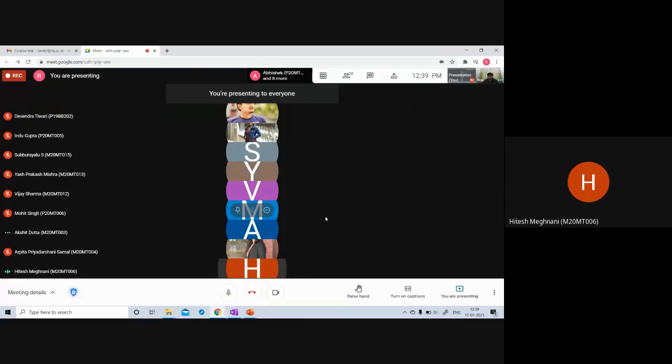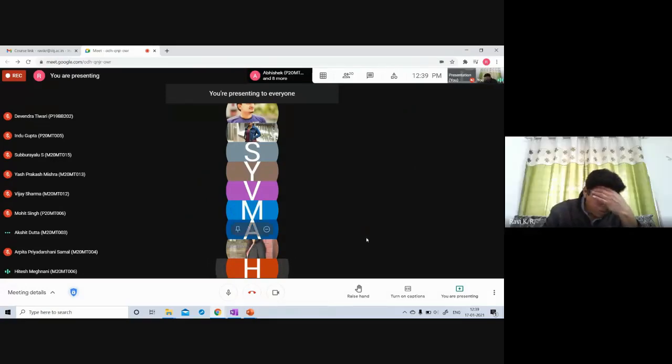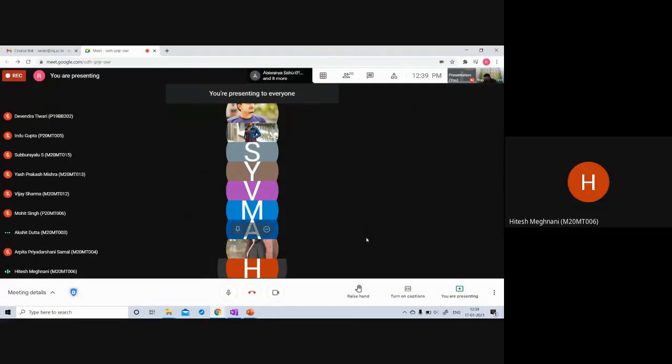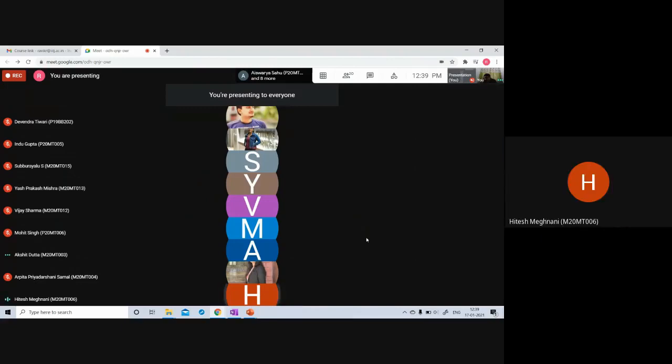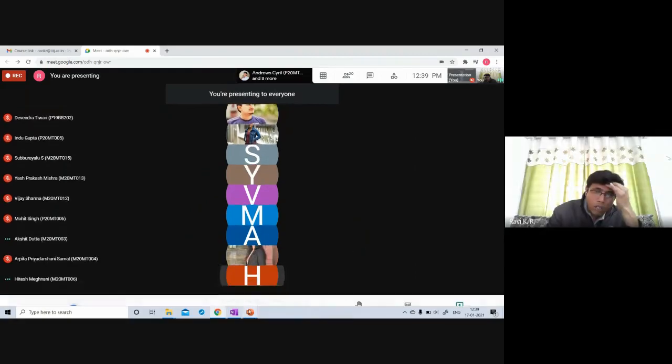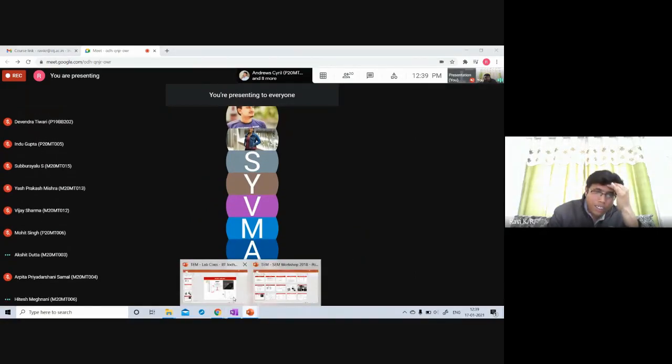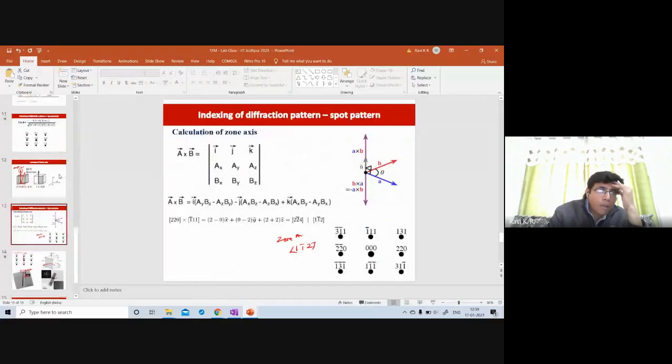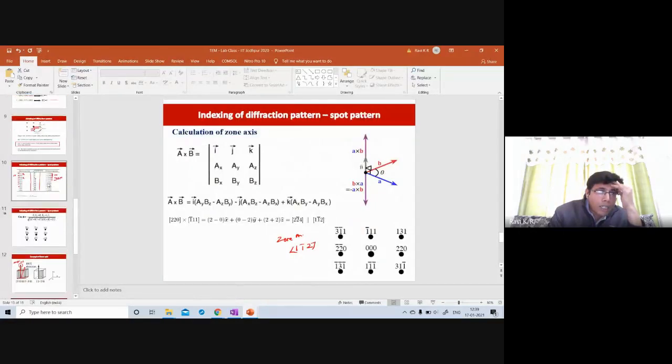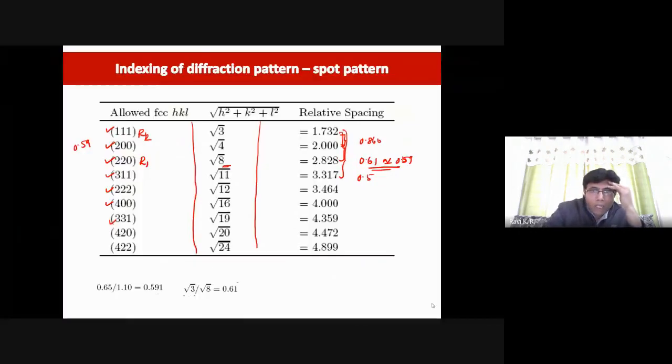Sir, in the initial ratio of FCC allowed plane reflections, is it necessary to use the first plane, that is the 111 plane? Not required. No, not required. This time it came. Sometimes you may get something like this. So somewhere you get something like this. So these two planes you are looking at.